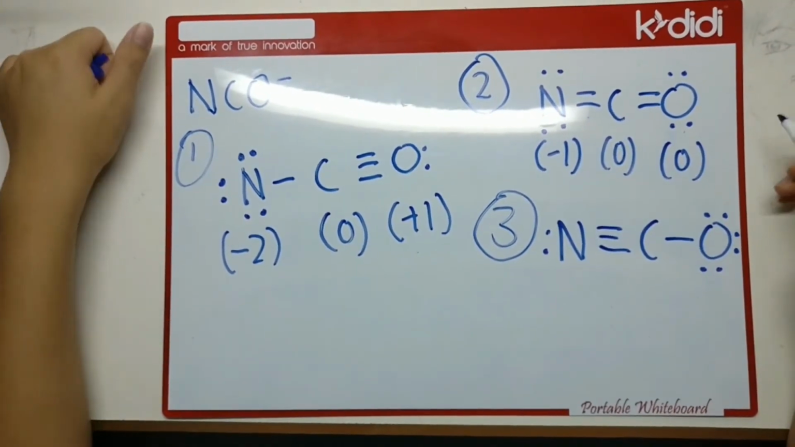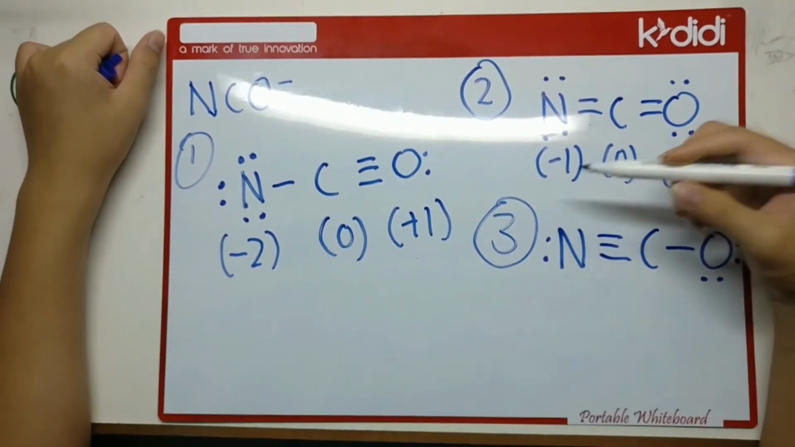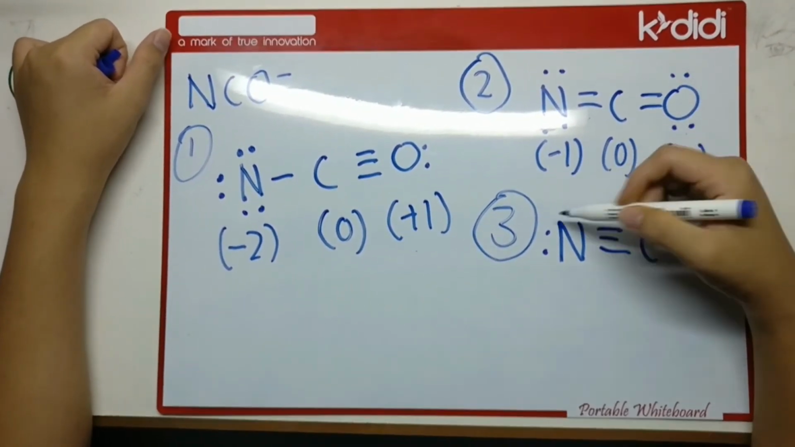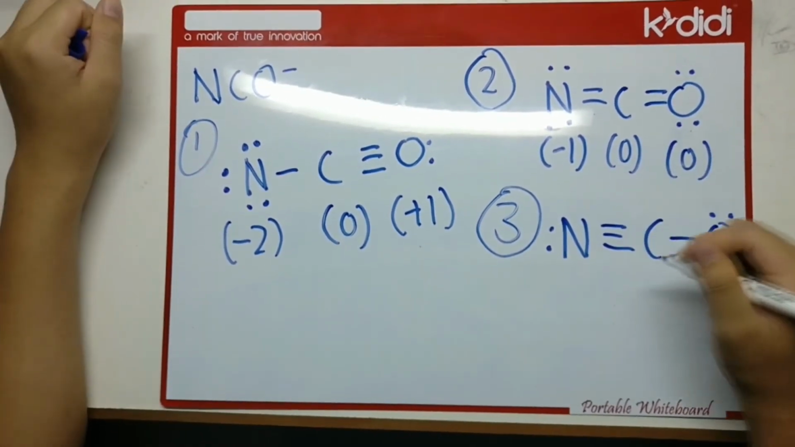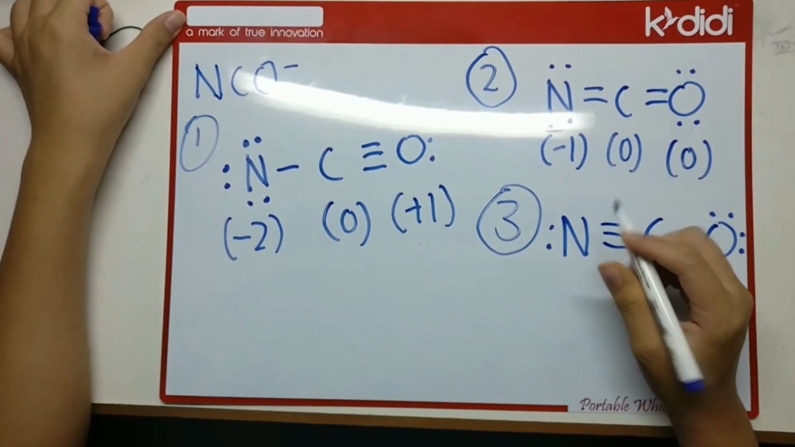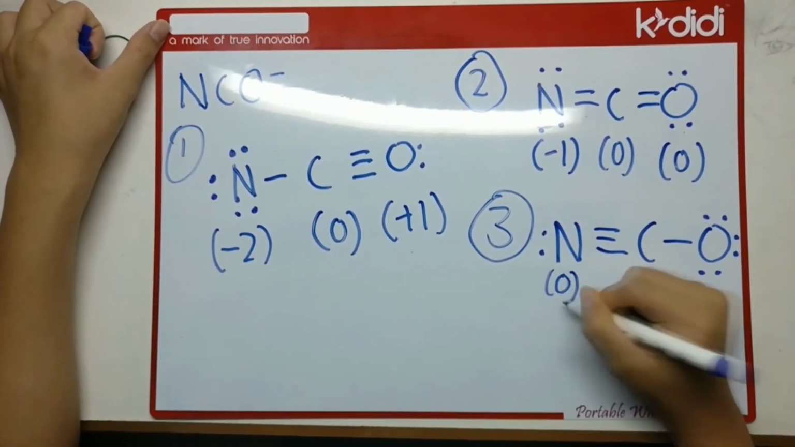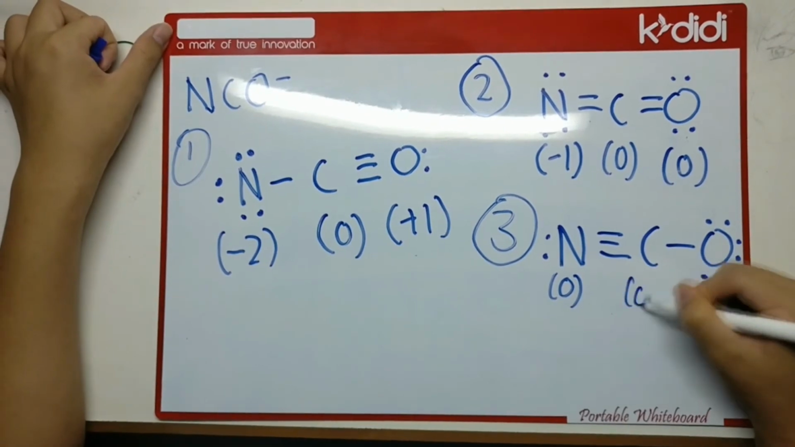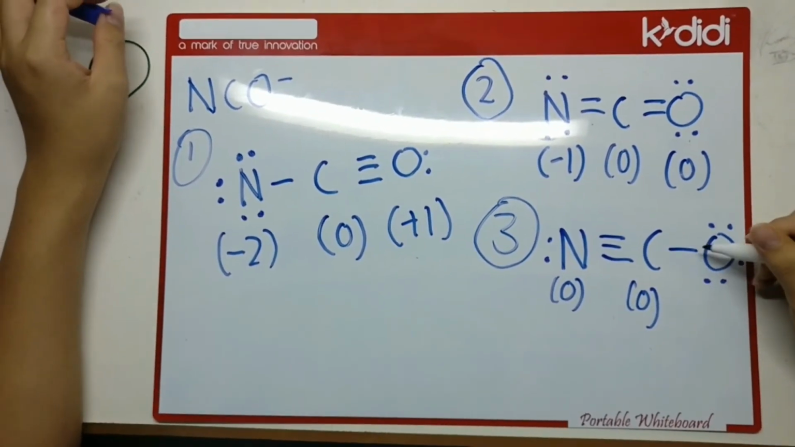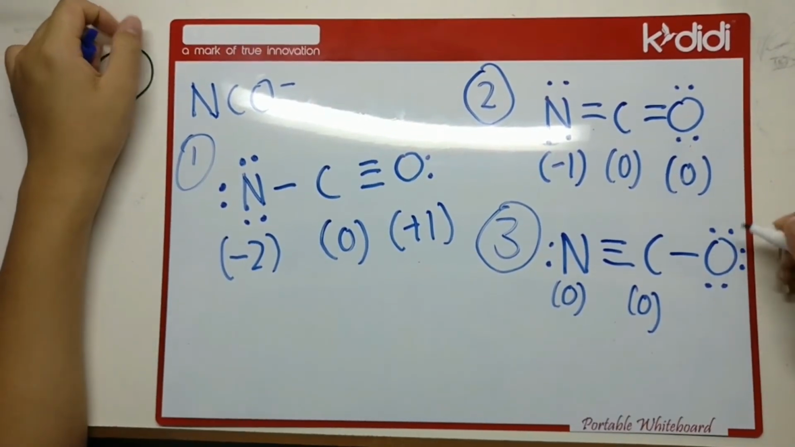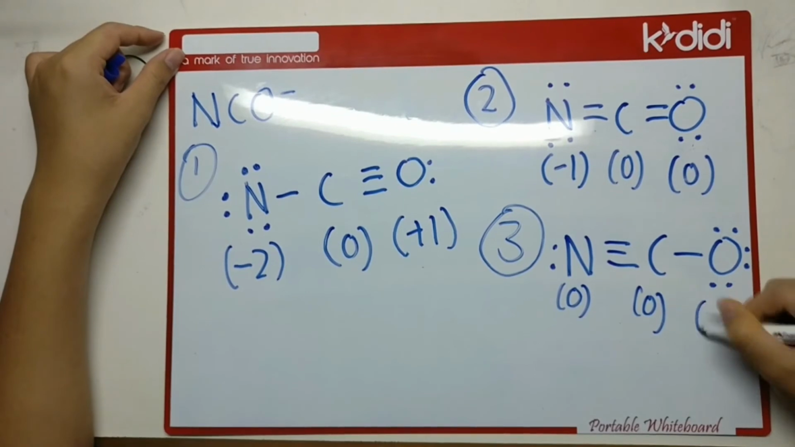And here's the third one. On this nitrogen atom, we can find 1, 2, 3, 4, 5. This is like the normal number of valence electrons you could find on a nitrogen atom. So it will be 0. And as usual, carbon has 0. Now for oxygen, 1, 2, 3, 4, 5, 6, 7, which is 1 extra compared to the normal one. So it should be -1 here.